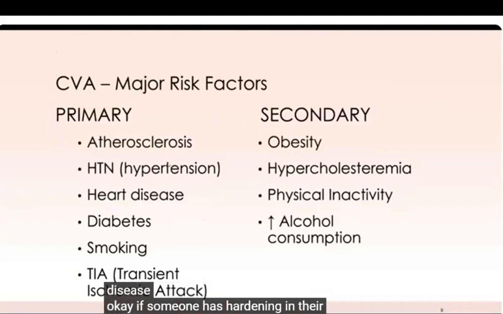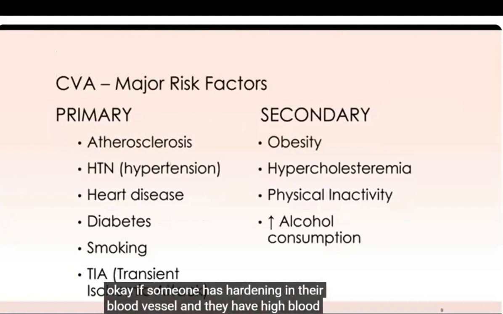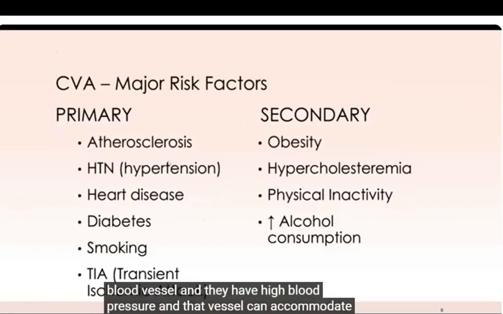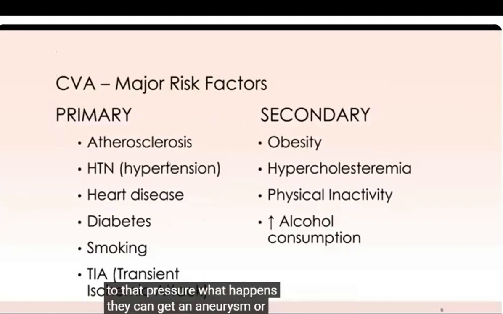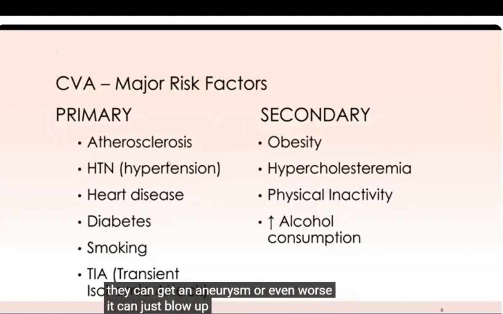If someone has hardening in their blood vessel and they have high blood pressure and that vessel can't accommodate to that pressure, what happens? They can get an aneurysm, or even worse, it can just blow up. And that's a hemorrhagic stroke.